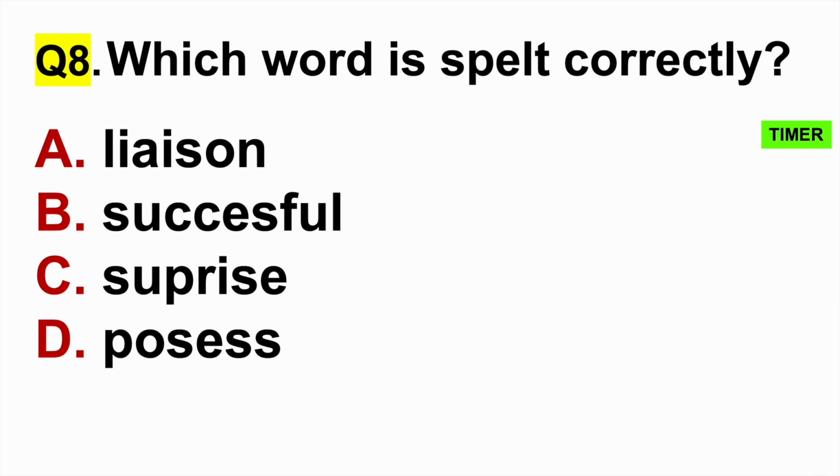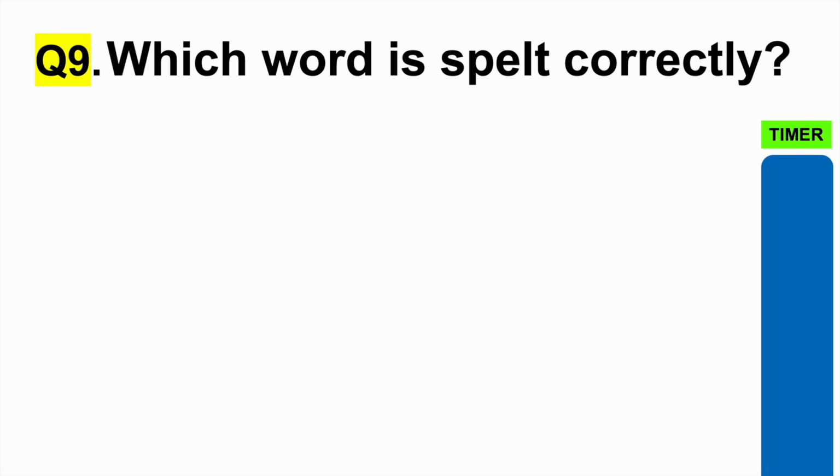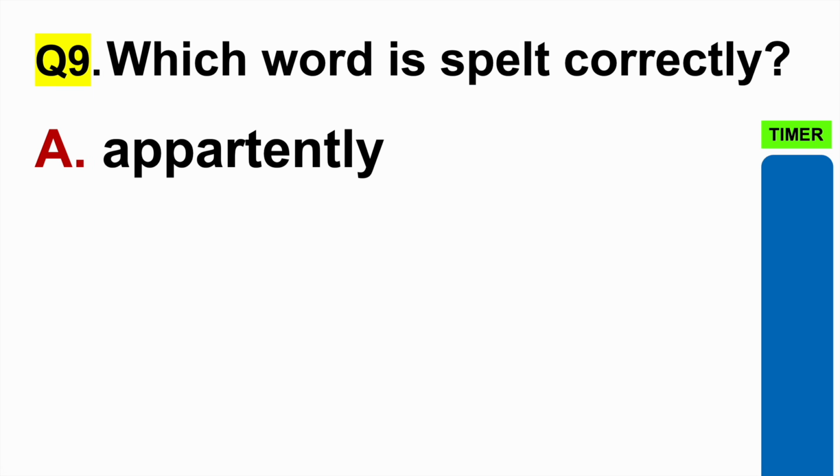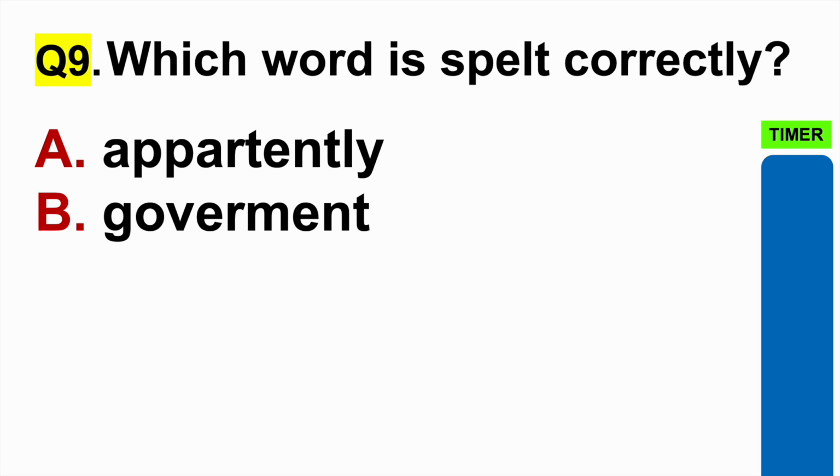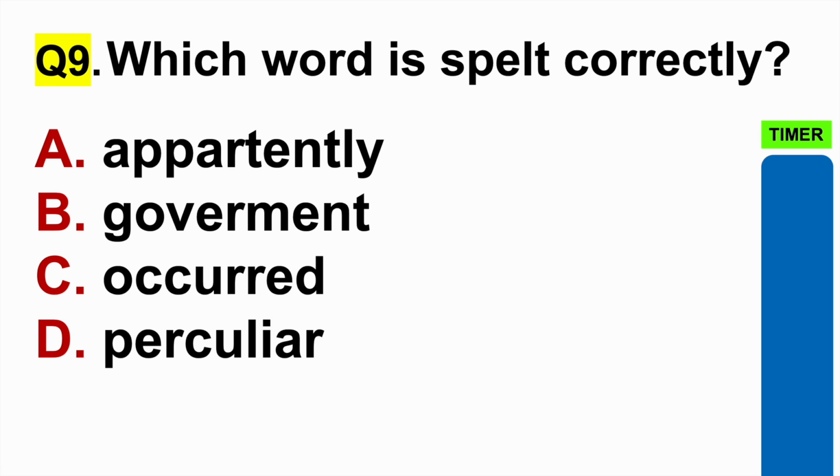Well done. Test question number 9. Which word is spelt correctly? A. Apparently, B. Government, C. Occurred, or D. Peculiar? Only one of those words is spelt correctly. Please tell me in the comments.